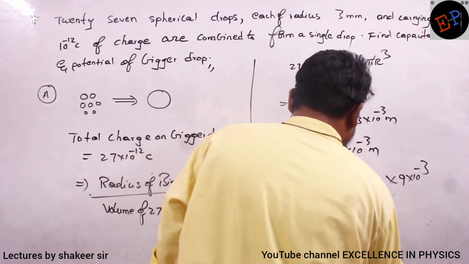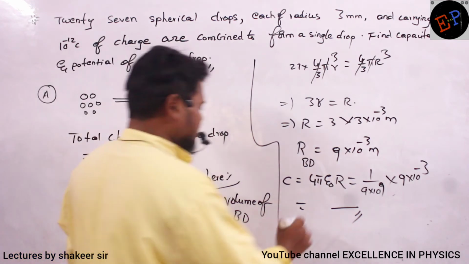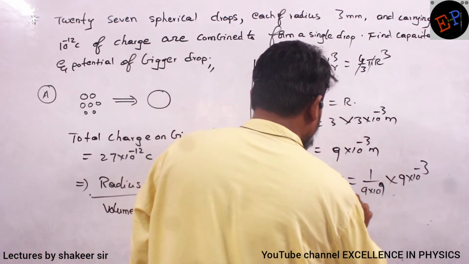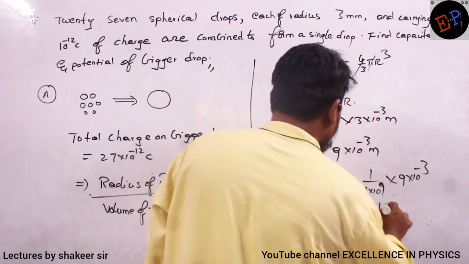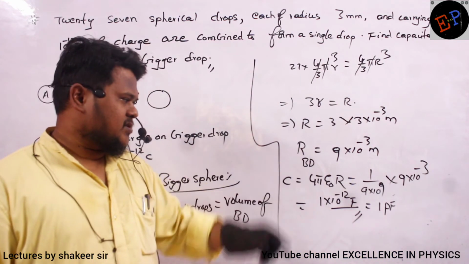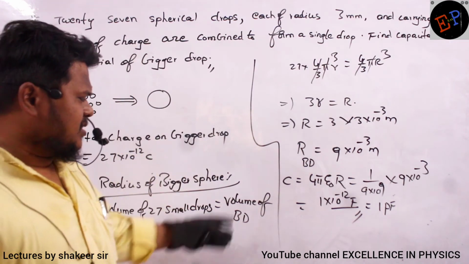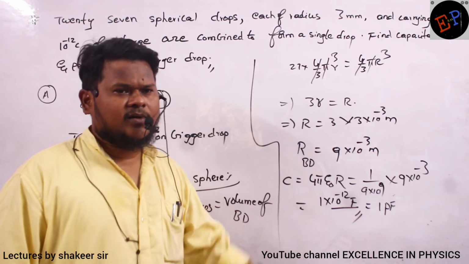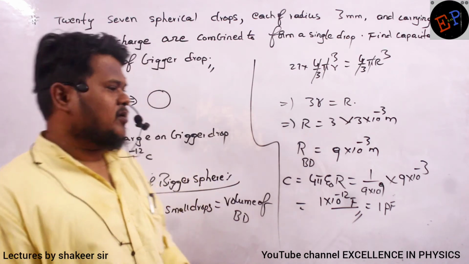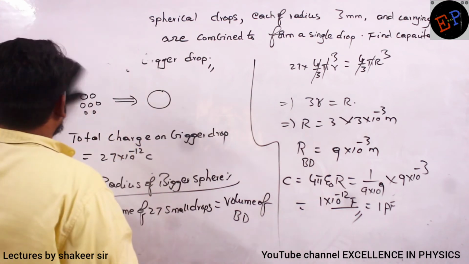So if you do this calculation, you will get capacitance. The capacitance which you should get is 1 picofarad, or 1 into 10 power minus 12 farads. This is also called 1 picofarad. Is it clear? So this is the capacitance which you will get. Are you able to understand? So once I calculate capacitance, I can calculate potential also. How can I calculate potential?